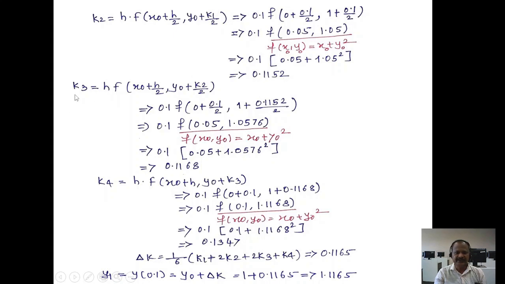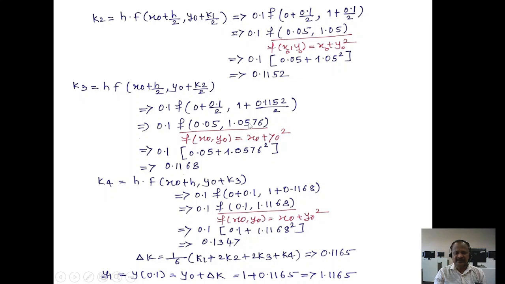Then we have to find k3. So k3 is equal to h into f of x0 plus h by 2 comma y0 plus k2 upon 2. We know the value of h is 0.1, f into the bracket, the value of x0 is 0 plus h, 0.1 upon 2 comma y0 is 1 plus this k2 value you can put here divided by 2. Simplify this, and after simplifying we will get f of 0.05 comma 1.0576. Now this is the function.